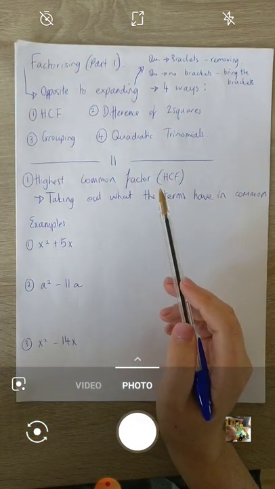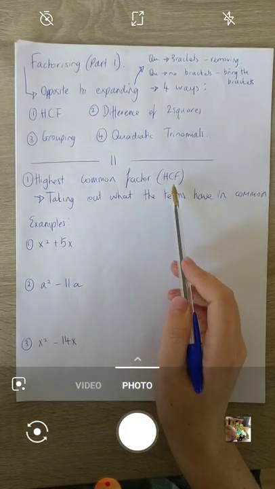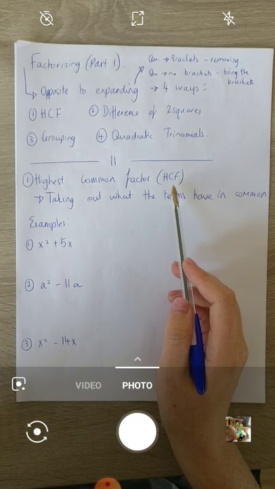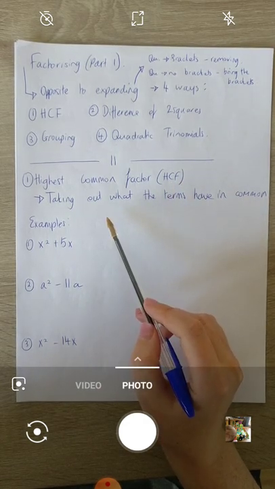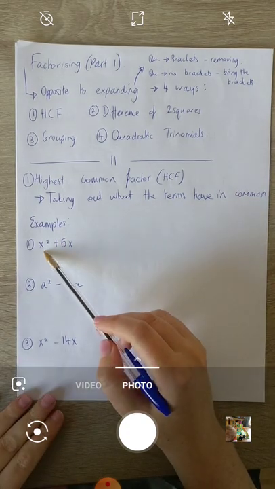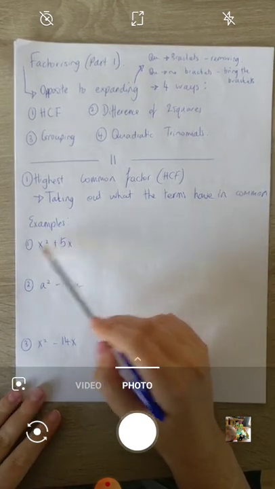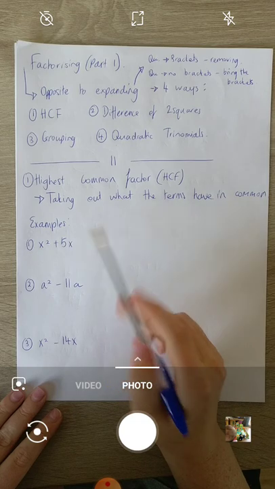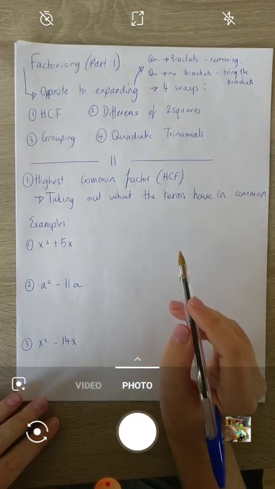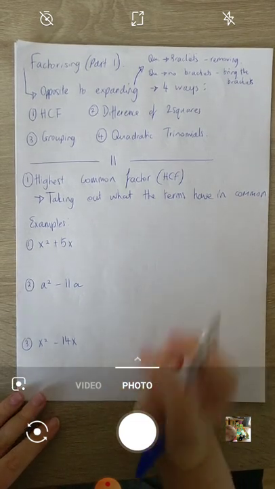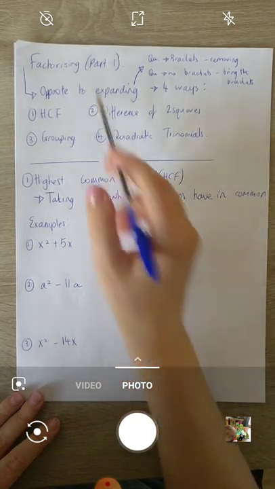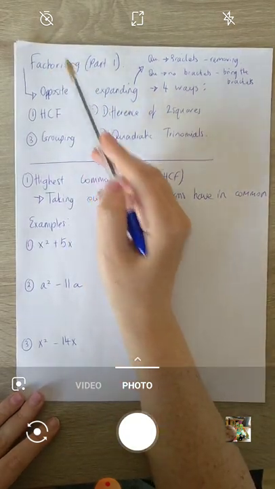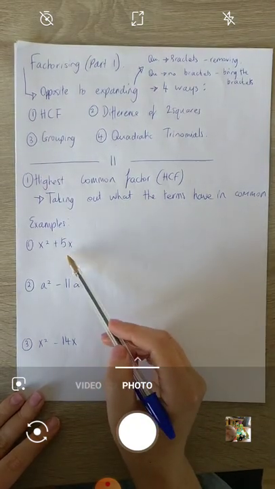So highest common factor, so HCF, you would have seen this in junior cert maths as well. It's taking out what the terms have in common. So if we look at x squared plus 5x, we have 2 different terms. Notice that they're not like terms. Also notice that there's no equal sign, so we're not trying to solve here, we're just rewriting these in a different way. So factorising would be rewriting the expression in a different form.